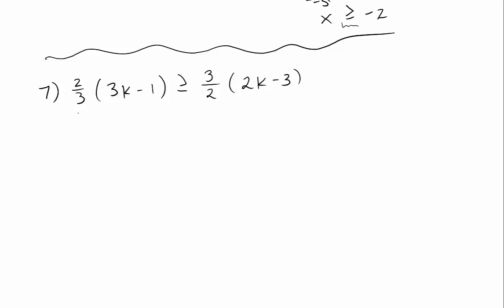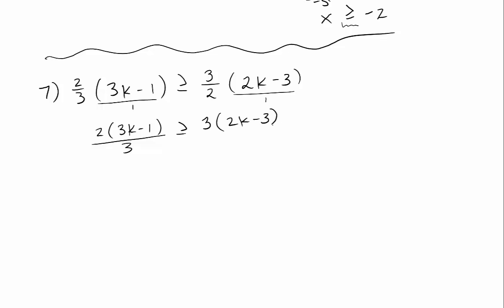And I'm just going to rewrite my equation, because again, if I put this over 1, right, and this over 1, then it makes sense that I could rewrite this equation as just 2 times, and then in parentheses 3k minus 1, all over the 3, right? I'm just moving into one fraction now, because I'm just multiplying these two fractions. Greater than or equal to, I haven't done anything, so I'm not going to change the sign, absolutely not, but 3 times, and then in parentheses 2k minus 3, over the 2.